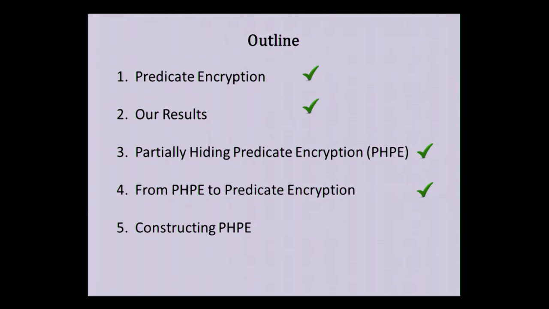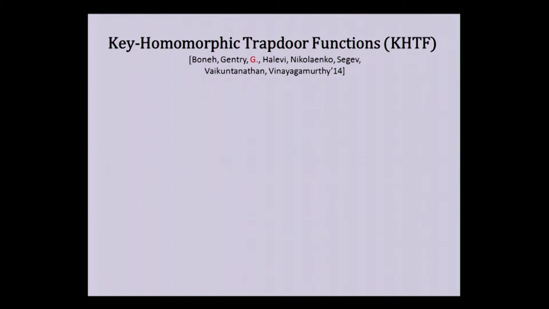Let me tell you a little bit how to construct it. The starting tool for this construction is going to be a homomorphic trapdoor function introduced by Boneh et al. in the context of attribute-based encryption. In that setting, they didn't care about how to hide the attribute whatsoever, but we're going to use this primitive in a non-black-box way to achieve what we want.